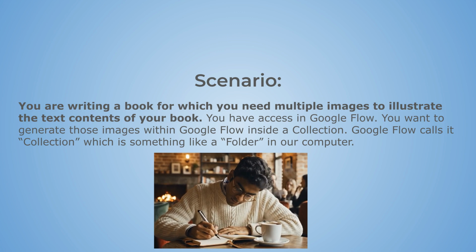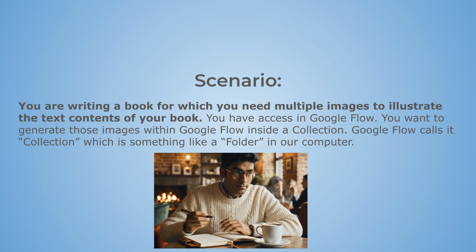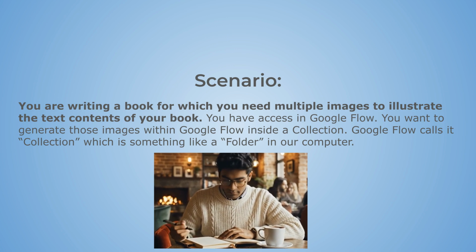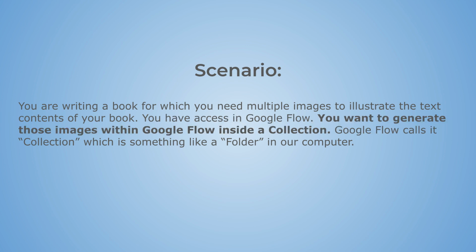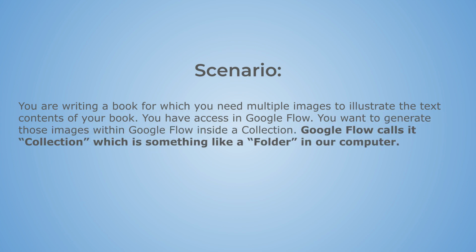Say you are writing a book for which you need multiple images to illustrate the text contents of your book. You have access in Google Flow. You want to generate those images within Google Flow inside a collection. Google Flow calls it collection, which is something like a folder in our computer.